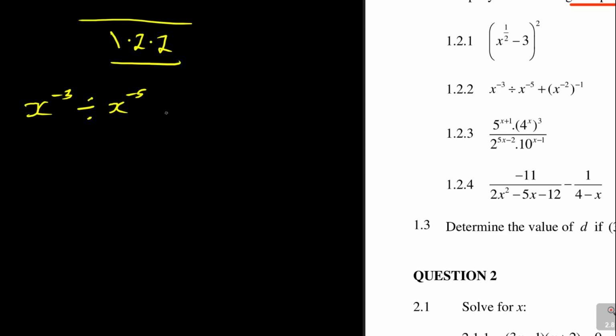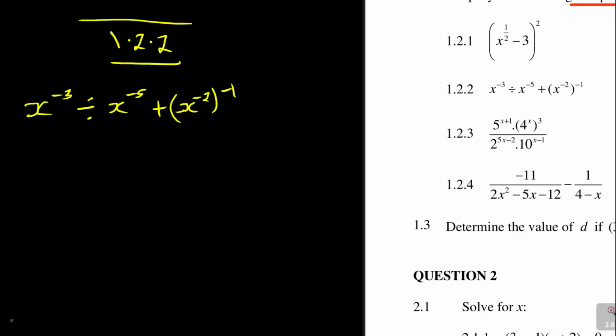It's 2 marks again. 1.2.2. This is still exponents. 1.2.2. It says x to the power negative 3 divided by x to the power of negative 5 plus x to the power of negative 2, and then here is negative 1. Okay, guys, remember you can try it first, then compare your answers. Remember, this is revision, so try it, compare, and see if you're coming out right.